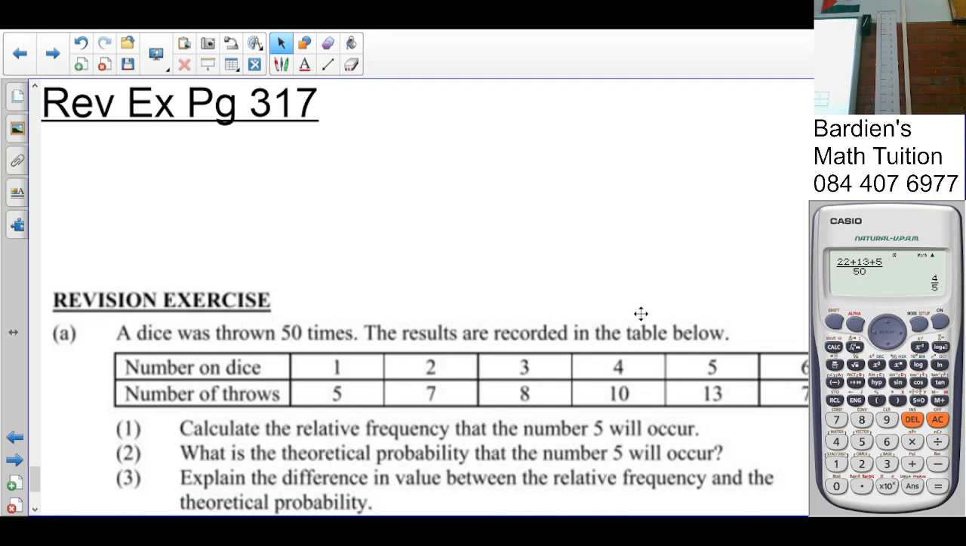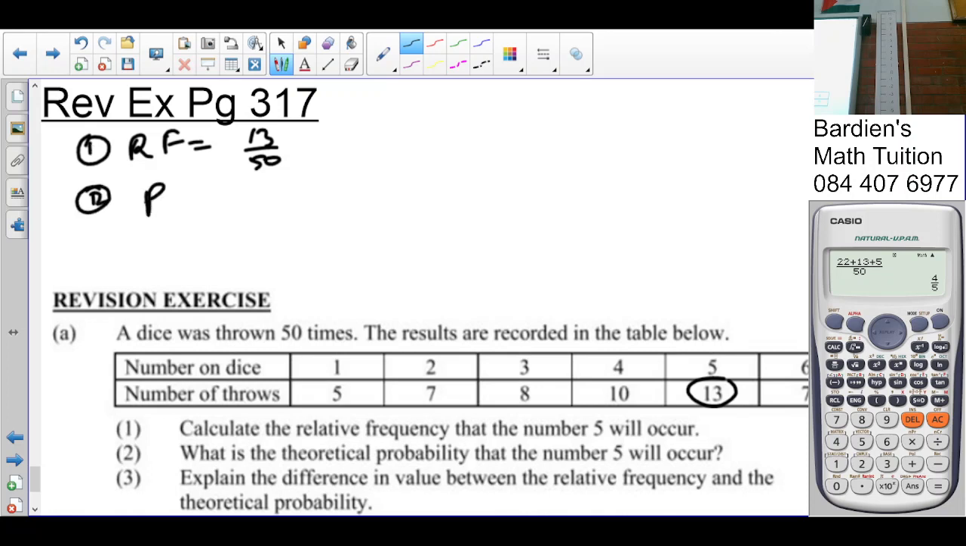The relative frequency is going to be the number of times the 5 occurred, which is 13 over 50. Okay. Number 2. What's your theoretical probability for the 5 to occur? The probability of a 5 occurring is 1 out of 6. Okay. Number 3. Explain the difference in value between the relative frequency and the theoretical probability.